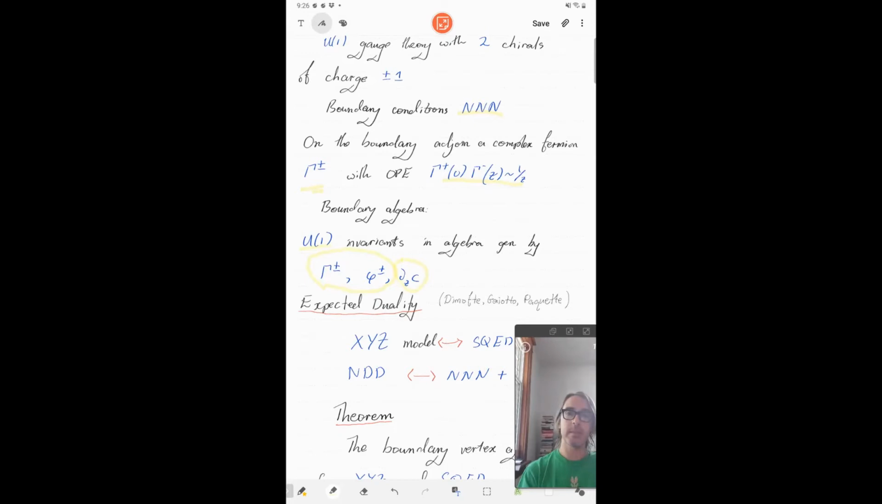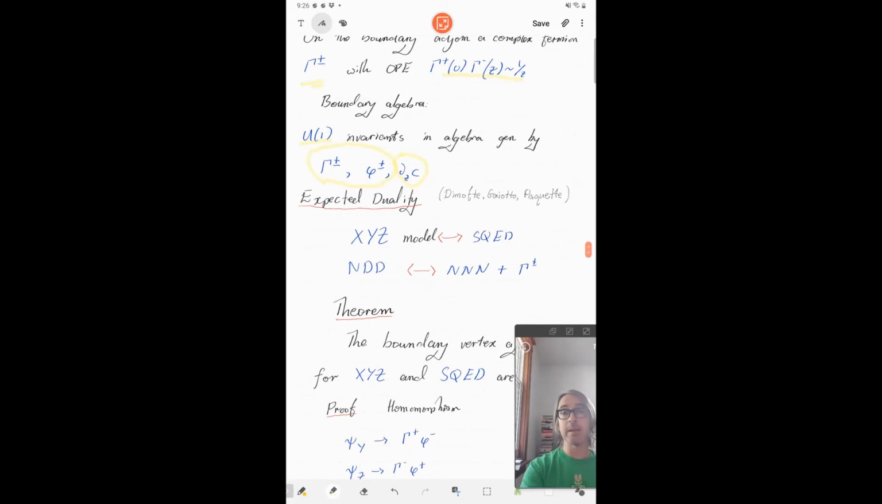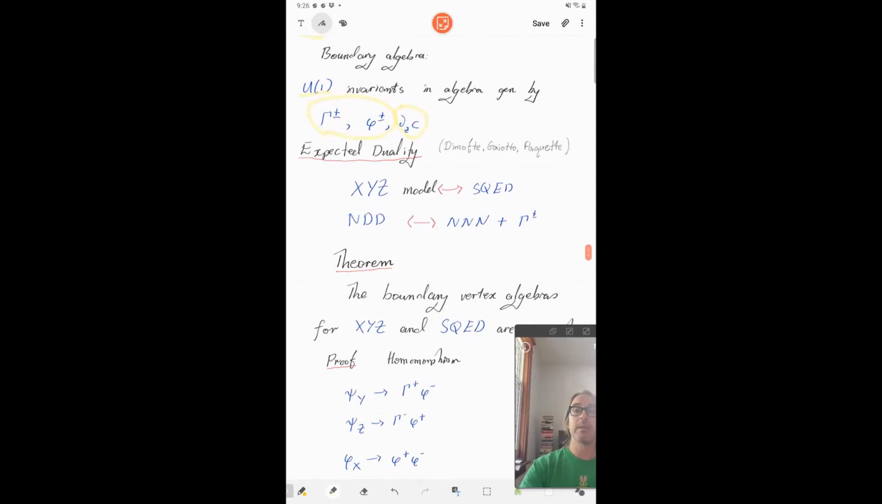Now, one of the basic dualities in three-dimensional N equals 2 theories is between the XYZ model and the SQED model. The boundary version of this was studied in this paper, Dimofte, Gaiotto, and Paquette, which I should say inspires a lot of what we're trying to do here, to categorify what's in that paper. They argued, and they checked at the level of the index, that the XYZ model with Neumann, Dirichlet, Dirichlet should be dual to SQED with Neumann, Neumann, Neumann plus these fermions in the boundary.